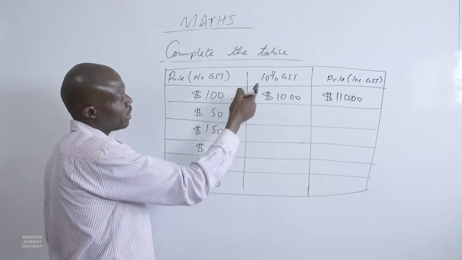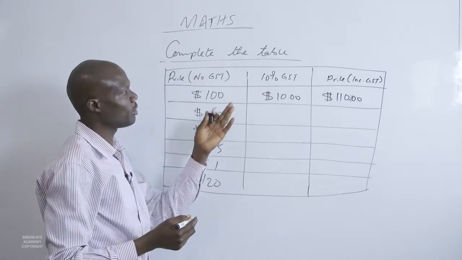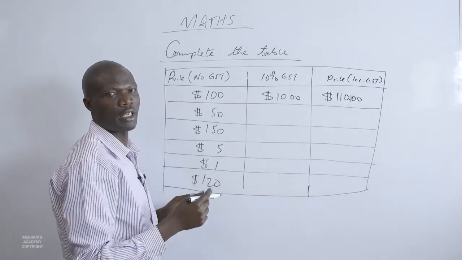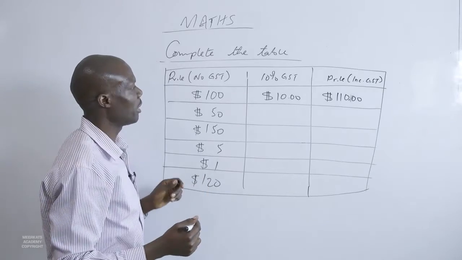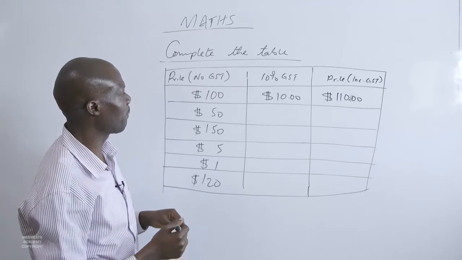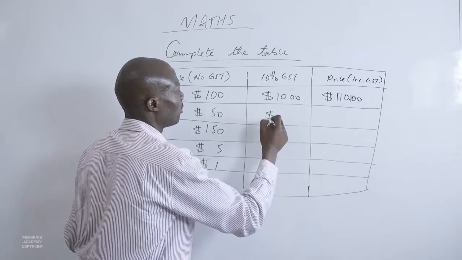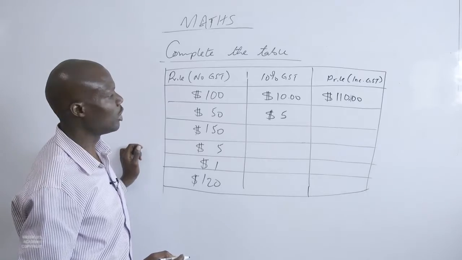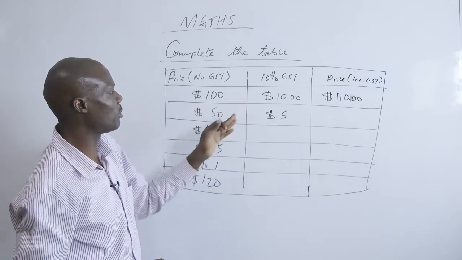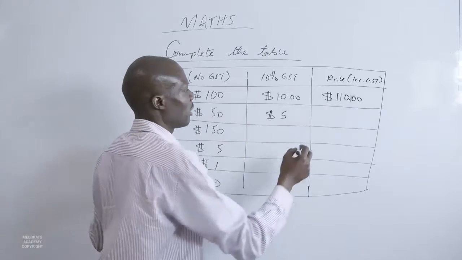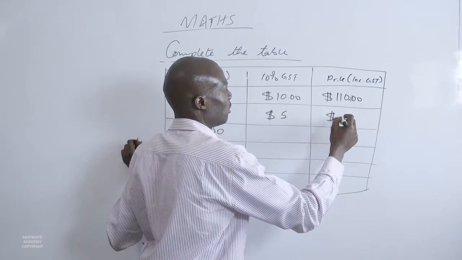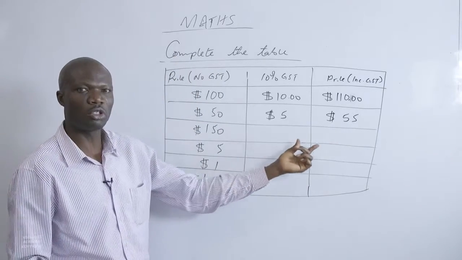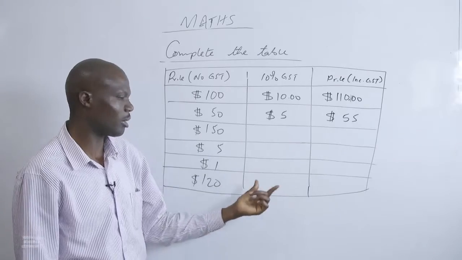Now, when you come to $50, what is 10% of $50? That one represents the GST, which will be 10 over 100 multiplied by 50, and you'll find this will give you an equivalent of $5. So if you want to find the price inclusive of GST, it is $50 plus $5, which will give us $55. Now, in your own time, I want you to also carry out the remaining.